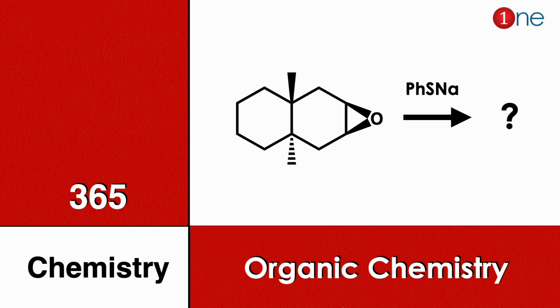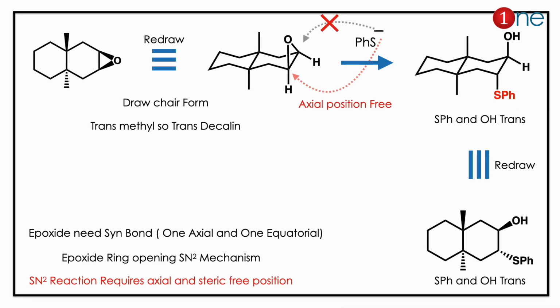Organic chemistry questions for you. Here you have decalin, which is in the trans form, and you have an epoxide. You are using the thiolate salt of phenyl, and you have to find what will be the final product. Here the problem lies in the stereochemistry.